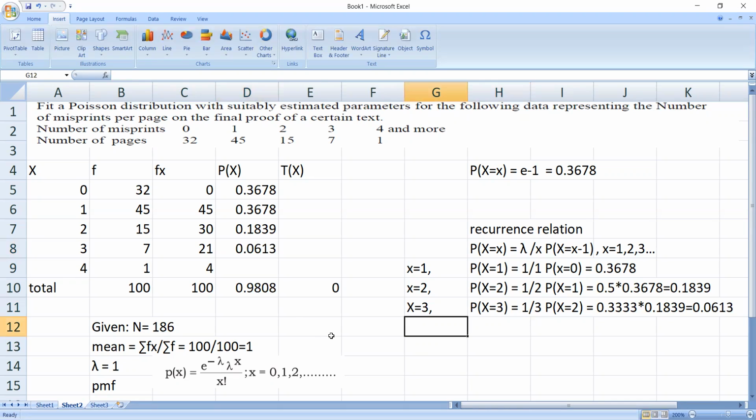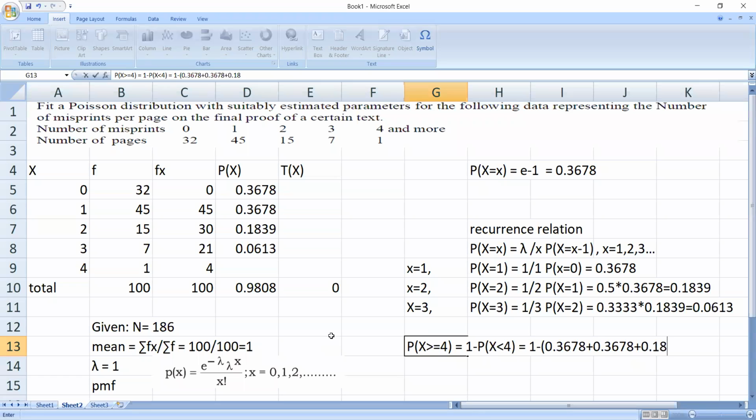And next one is P of x greater than or equal to 4. So we can't use this relation. It doesn't make a difference, but you have to follow the procedure. X greater than or equal to 4 is 1 minus P of x less than 4. So which is 1 minus the sum of 0.3678, 0.3678, 0.1839 and 0.0613.